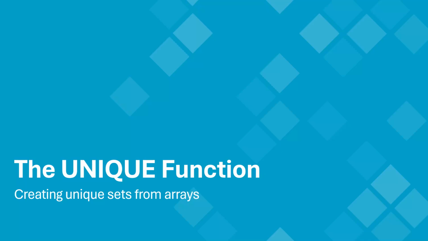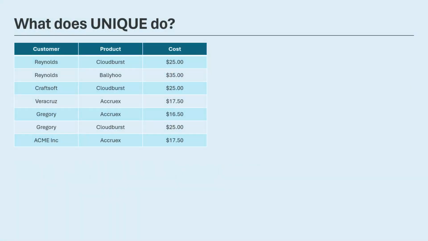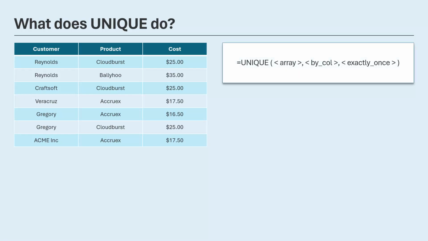The unique function is a relatively easy function to understand. It does have a few quirks though, and so let's take a look at the way that you could use it. The unique function's job is to look at a set of cells, an array of cells, and return the unique values. The basic function has one required field and two optional fields.